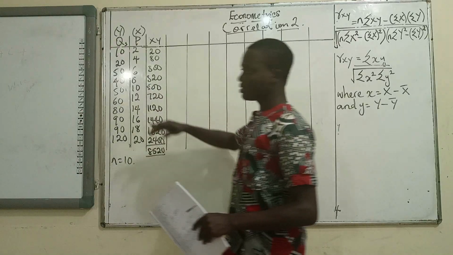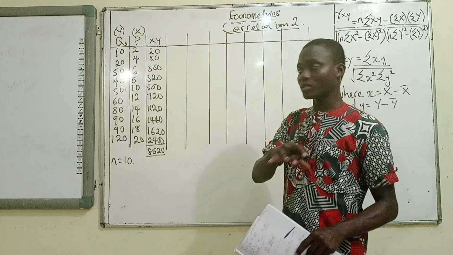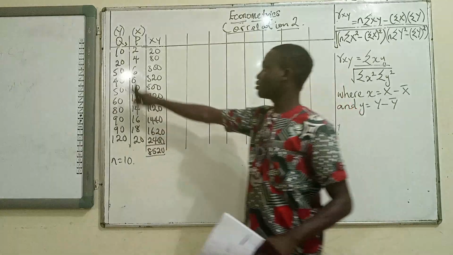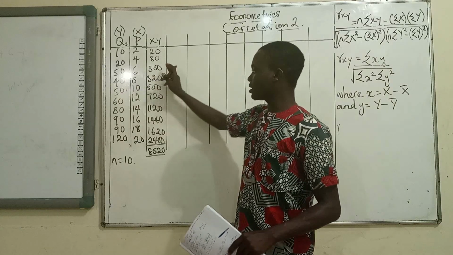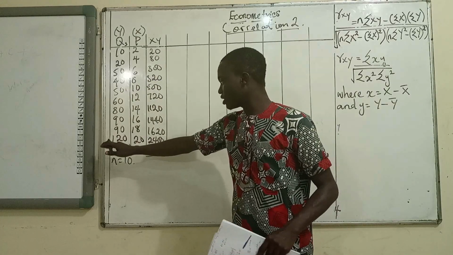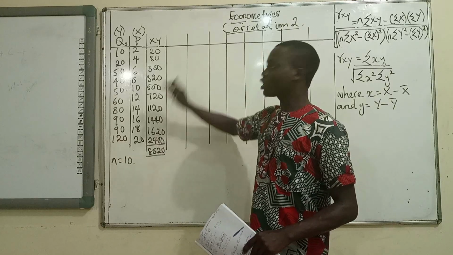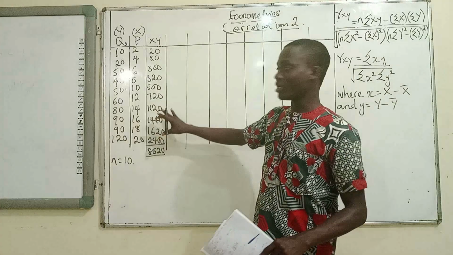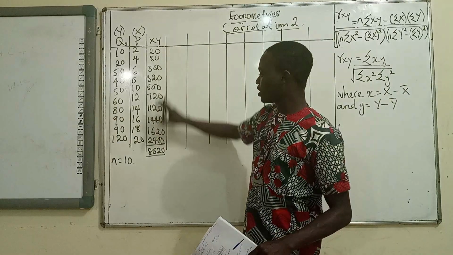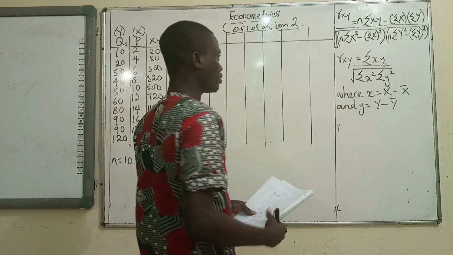Having done this, I believe you are doing the same thing on a piece of paper or maybe in your notes, and make sure you have your calculator with you. So 10 times 2 is 20, 20 times 4 is 80, 50 times 6 is 300, 40 times 8 is 320, then on and on until we get to this point where 120 times 20 is 2,400. So sum of xy simply means you sum everything on the xy column. By the time we sum everything, we have 8,520. So you keep that somewhere. The sum of xy is 8,520.